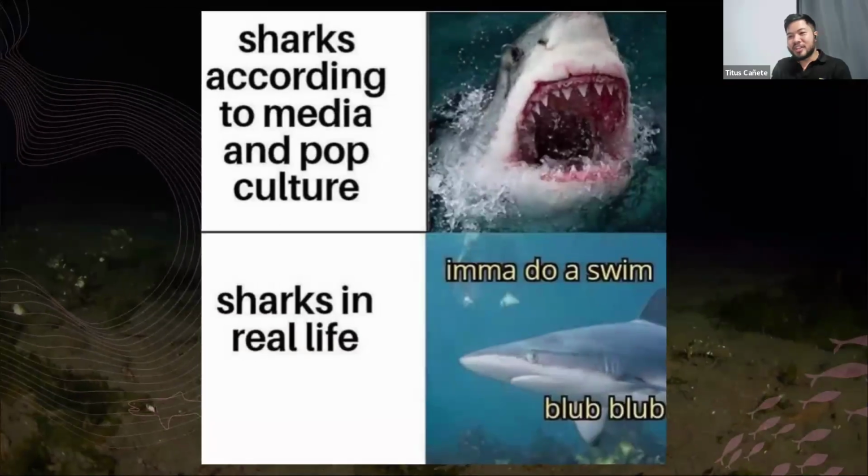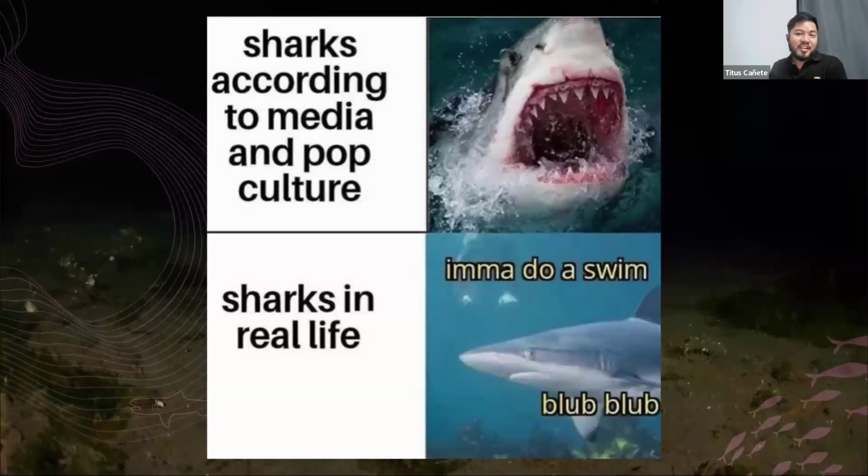So we have this general idea of what sharks are, and I guess a lot of individuals may not understand why we're studying sharks.